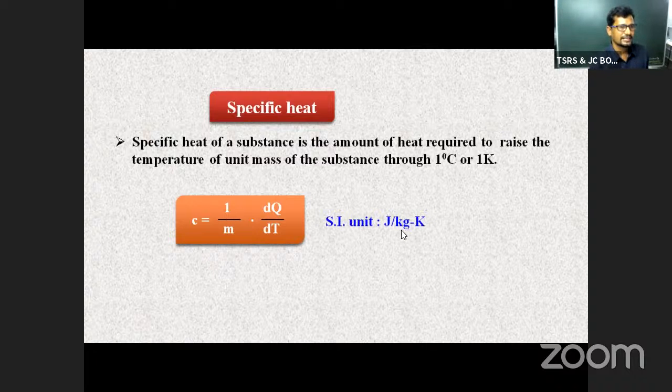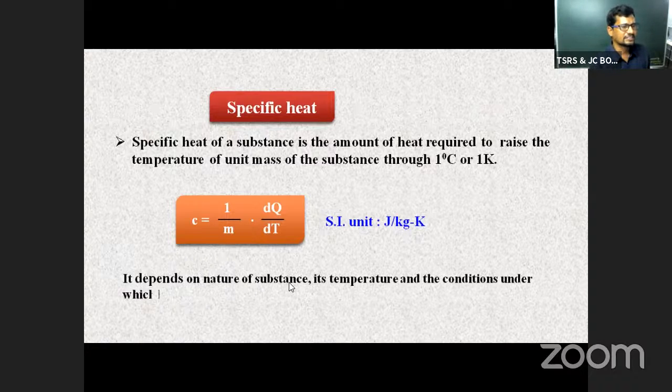SI units: joule per kg Kelvin. Here joule is the unit of heat, kg the unit of mass, and Kelvin the unit of temperature. So finally, the unit of specific heat is joule per kg Kelvin. It depends on the nature of the substance, its temperature, and the conditions under which heat is supplied. Look here, m, Q, and T. So C depends on the nature of the substance, mass, temperature, and heat.